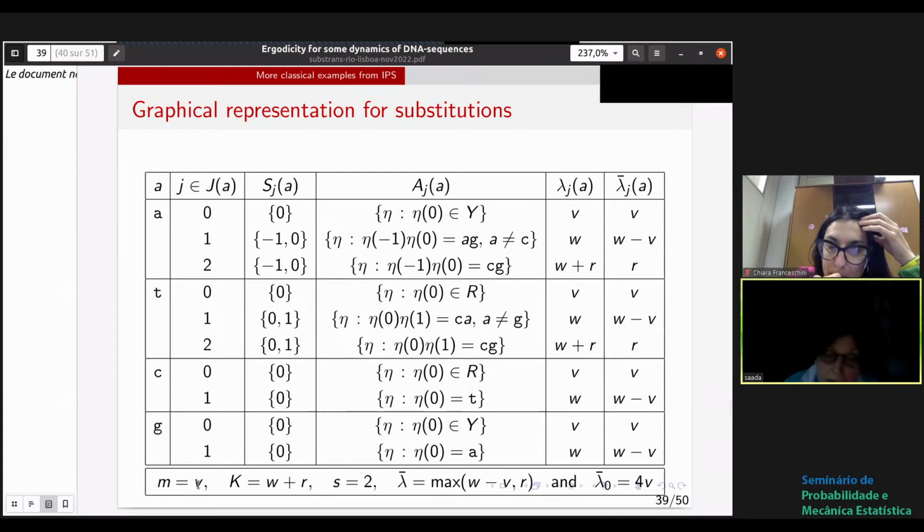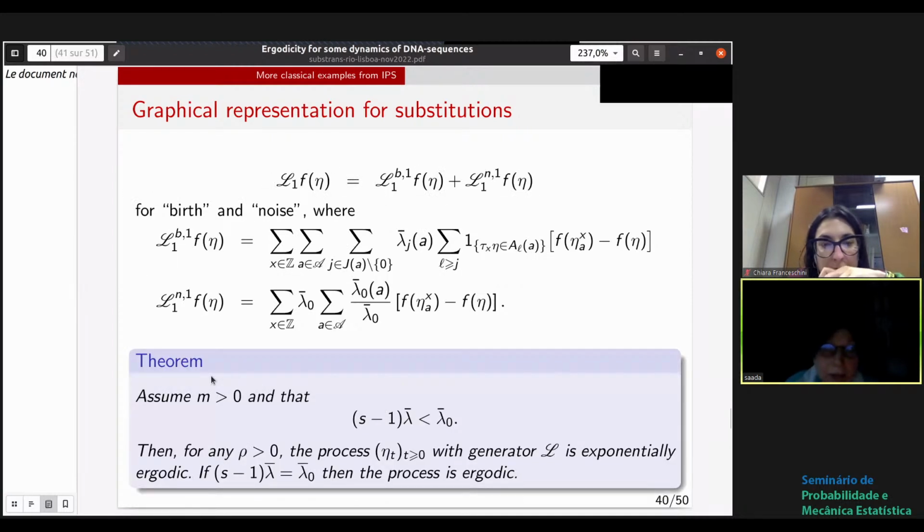And so the minimal value is V, the maximal is W plus R, the range is 2, and then the lambda bar is the maximum between W minus V here and R, and the lambda bar 0 is the sum of the minimum, which is 4V. And then it's possible to put this in the generator to replace lambda J by lambda bar J plus lambda bar J plus -1 plus 1, I don't know.